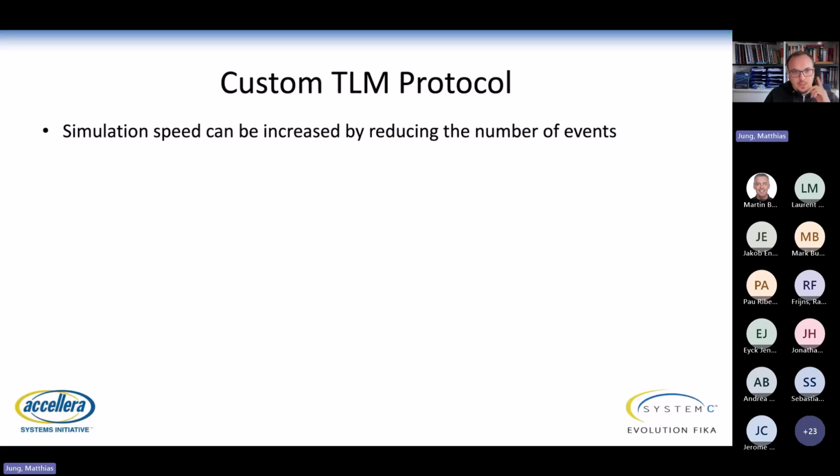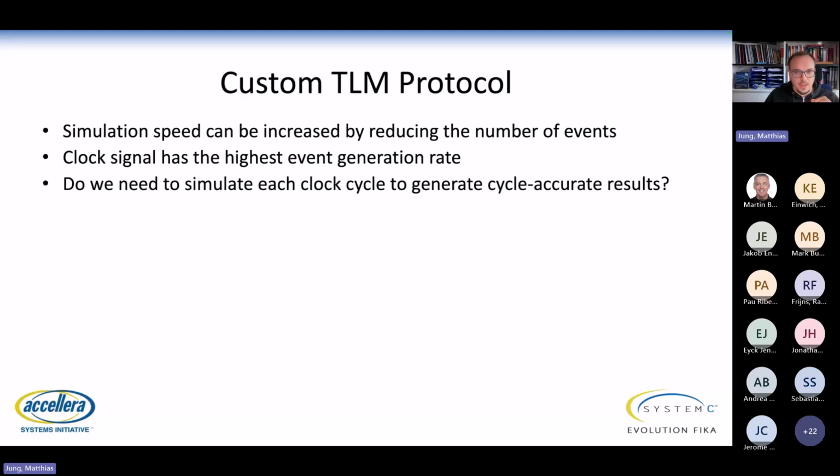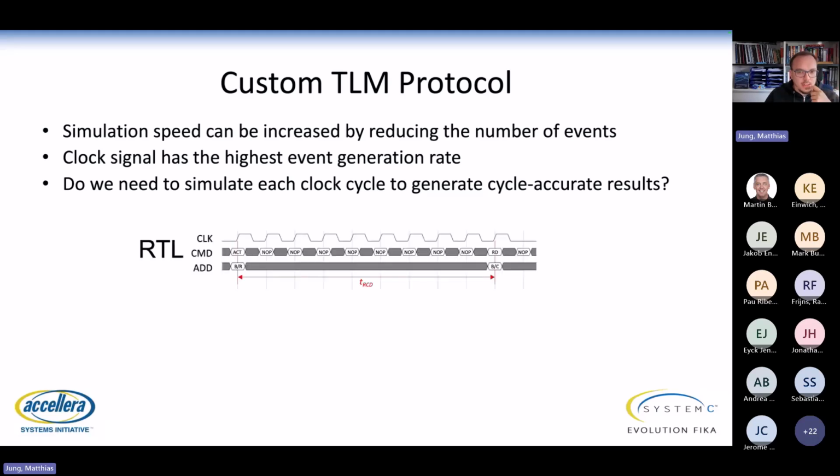So how do we get the speed up in DRAMSys? The idea is we just simulate only the events that are really important. So we do not simulate any clock signals because the clock signal has the highest event generation rate. This would make everything pretty slow. But do we really need to simulate each and every clock cycle? So this is now, I think, an example from a DDR memory. So you send the activate command, and then you have to wait a long time here, tRCD, until you are allowed to send the read command.